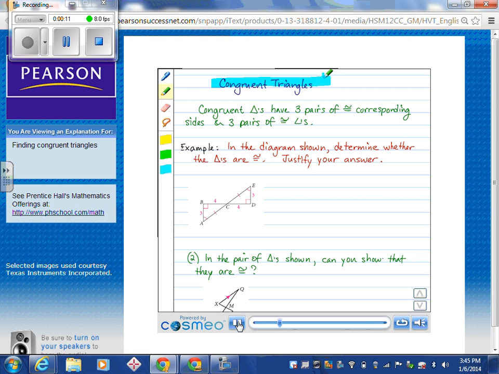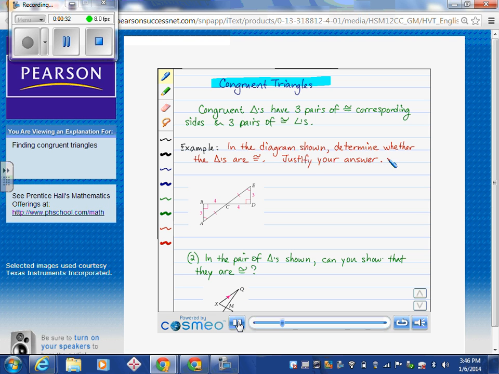Hi, I'm Mr. Jones, and I'd like to help you with congruent triangles. Now remember, congruent triangles have three pairs of congruent corresponding sides and three pairs of congruent angles. Okay? In the diagram that's shown, let's see if we can determine whether or not those triangles are congruent, and then we need to justify the answer.